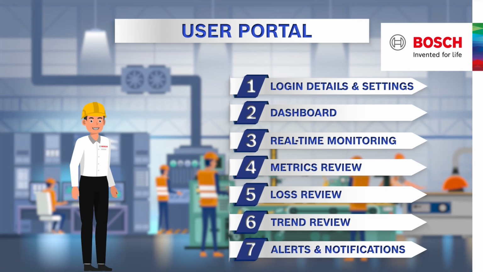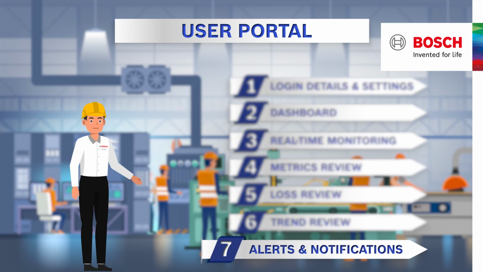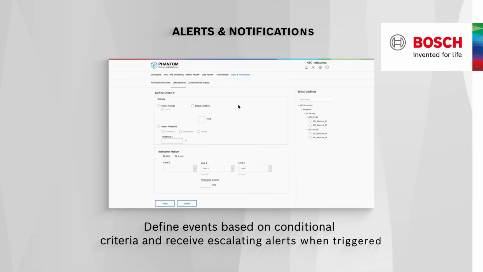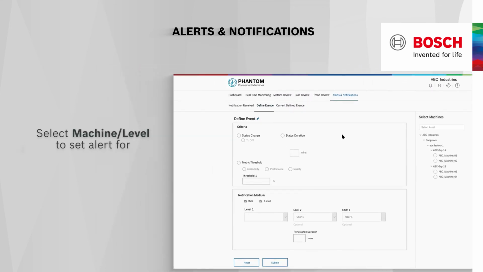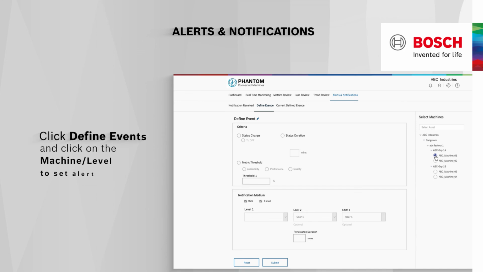Let's now look at alerts and notifications. Alerts and notifications define events based on conditional criteria. You can select Receive Escalating Alerts, and select the machine or level that you want to set the alert for. Click the Define Events submenu and select the machine or level to set the alert for.